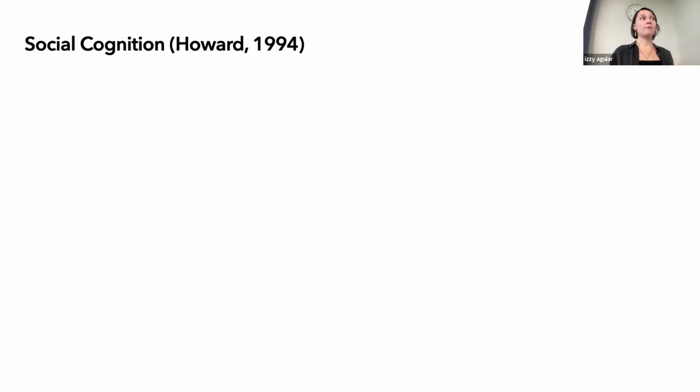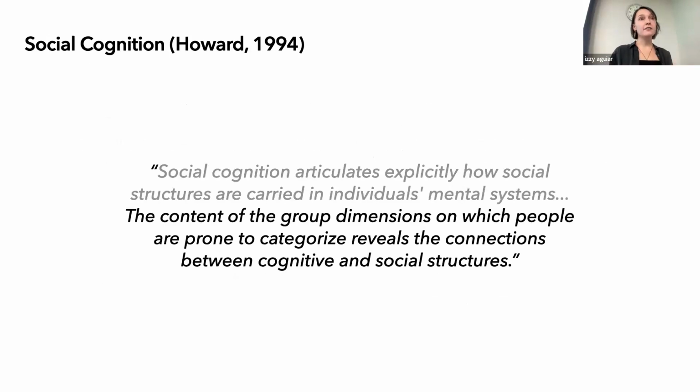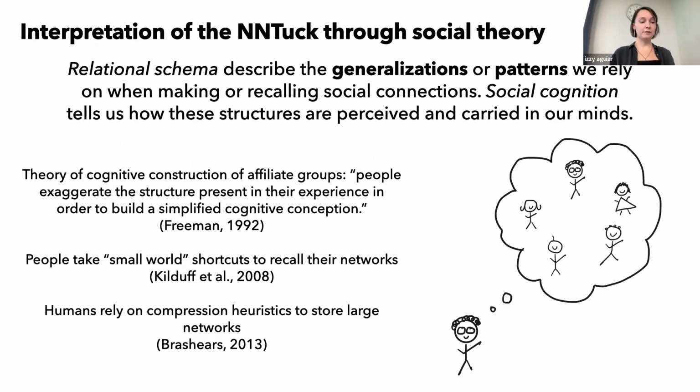This is further explored in Judith Howard's 1994 theory of social cognition, wherein she says that social cognition articulates explicitly how social structures are carried in individuals' mental systems. The content of the group dimensions on which people are prone to categorize reveals the connections between cognitive and social structures. So relational schema describe the generalizations or the patterns that we rely on when we're recalling or making social connections.